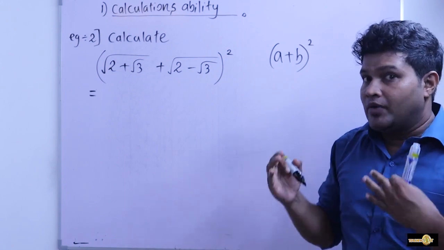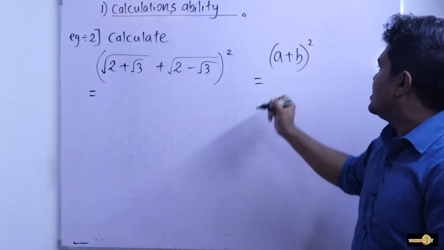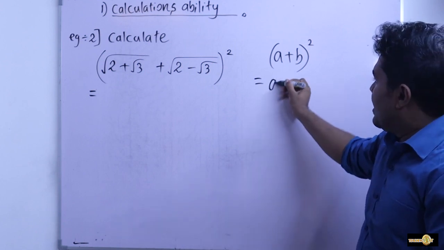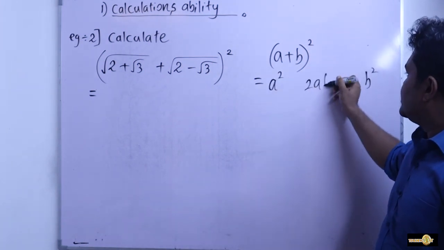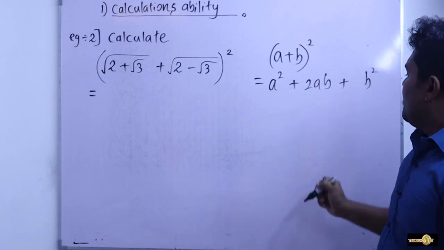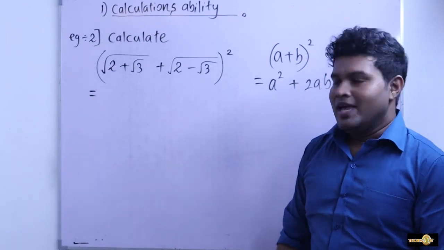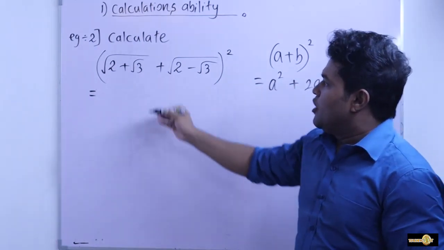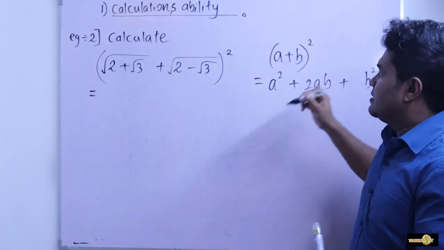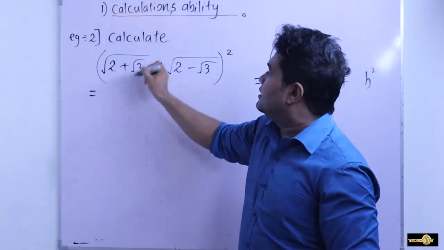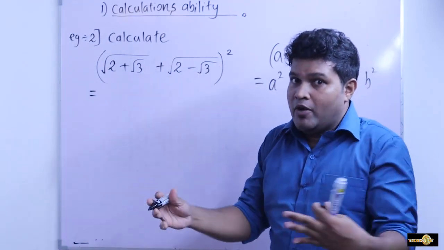Right? Then you just have to remember the terms that come instead of a plus b square. Then a square and b square and 2ab. This is the way of simplifying. However, this time you don't get a or b. Instead of a or b, you have a front term and a back term. Therefore, you have to get the front square and the back square and 2 times front times back. This is the way that you have to go.